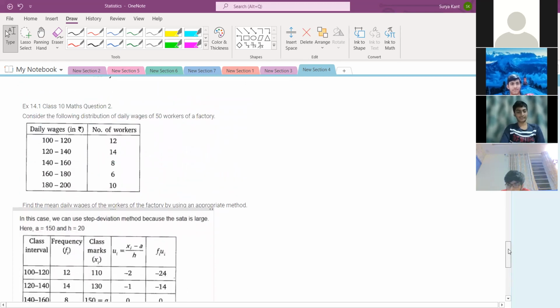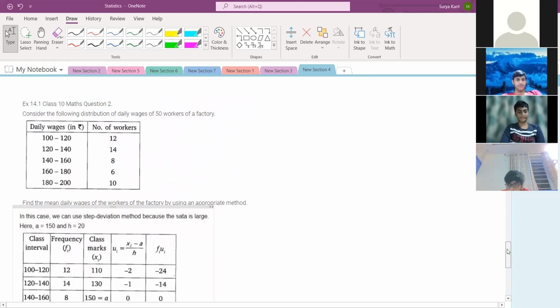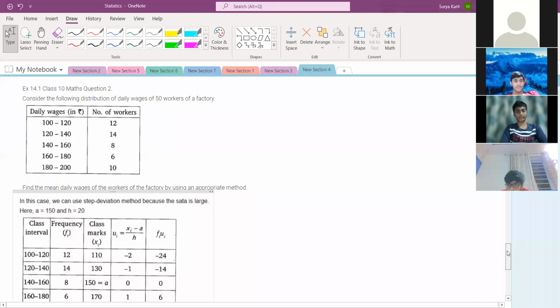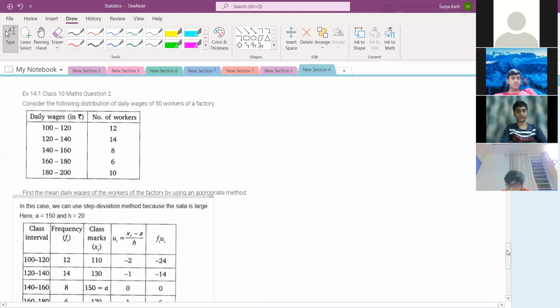Now see, this is the question given here. This is the daily wages of 50 workers, given in time intervals. They have to find xi, which is the upper limit plus lower limit divided by 2. We call it the approximate method, or you can say the step deviation method also. We call this method the step deviation method.